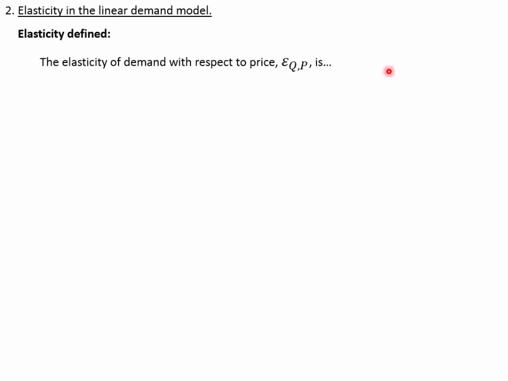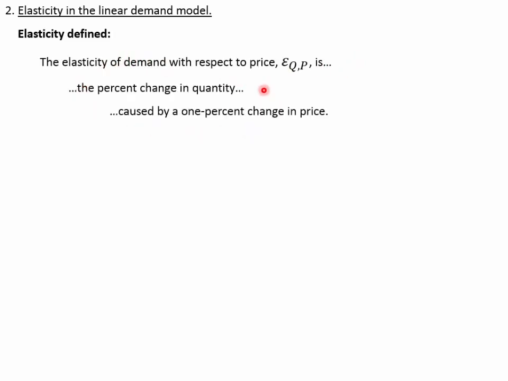The elasticity of demand with respect to price, which we denote as epsilon sub q comma p, that is to say the elasticity of the quantity demanded with respect to changes in the price, is defined as the percent change in quantity that results from a 1% change in price. So essentially it's a measure of the responsiveness of demand to changes in price expressed in proportional or percentage terms instead of actual units of quantity and price. We can denote this mathematically as percent change in quantity divided by percent change in price.